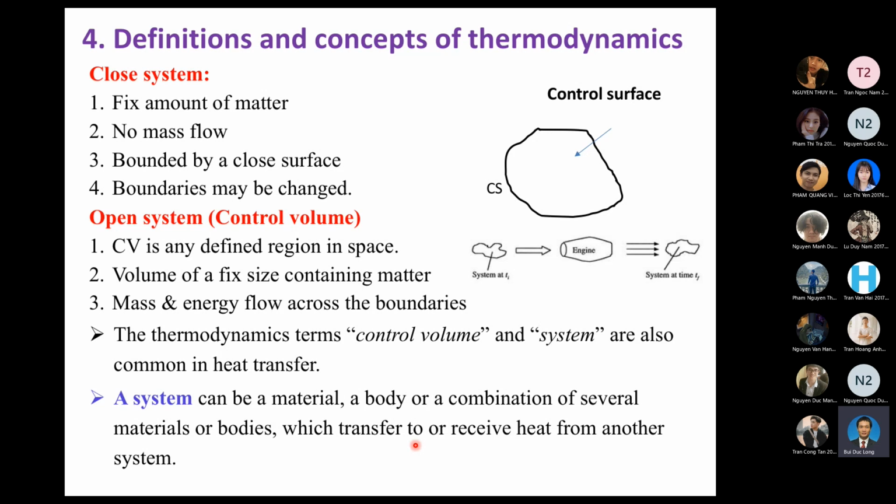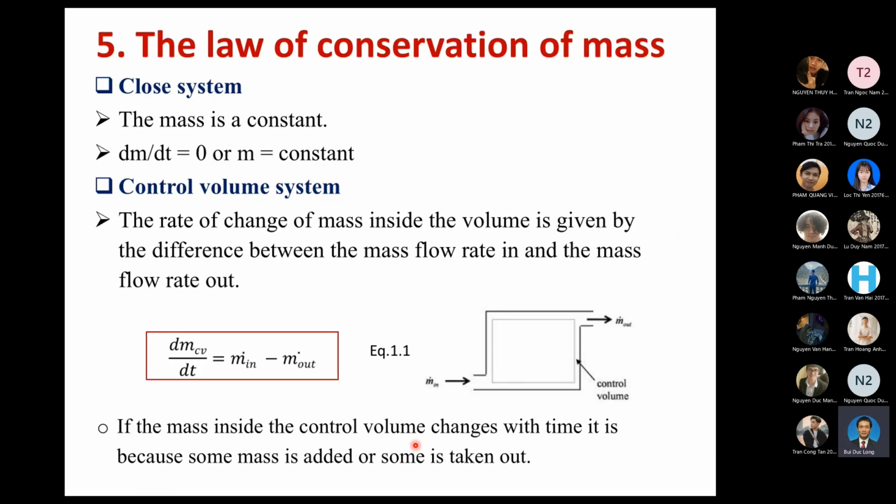So after the words we just mentioned, you have to know what a system means. For a closed system, the mass is constant. It doesn't change. This is the law of conservation of mass. Of course, this one you already studied, so we are just briefing it again here for you.